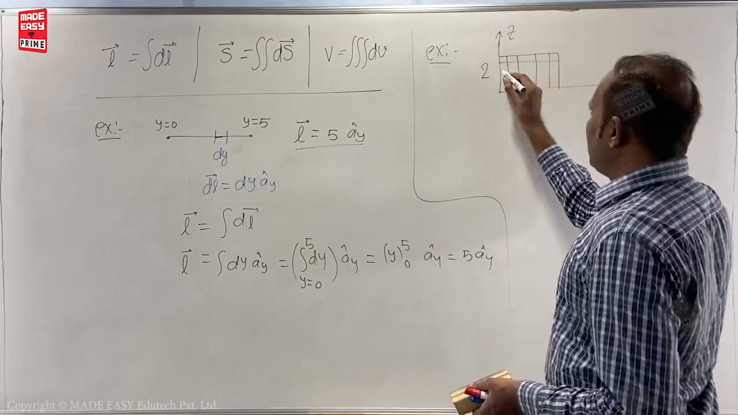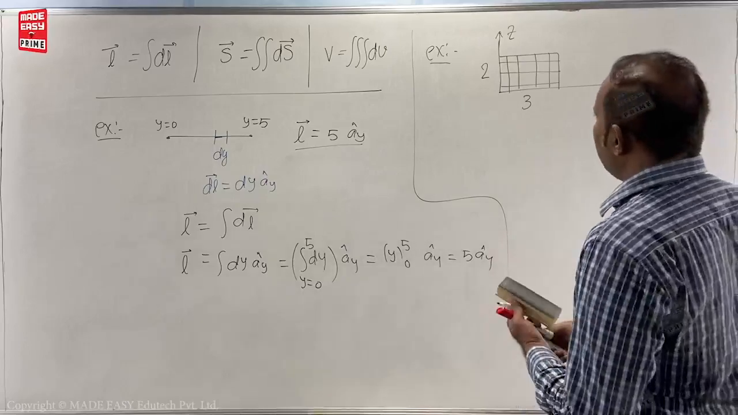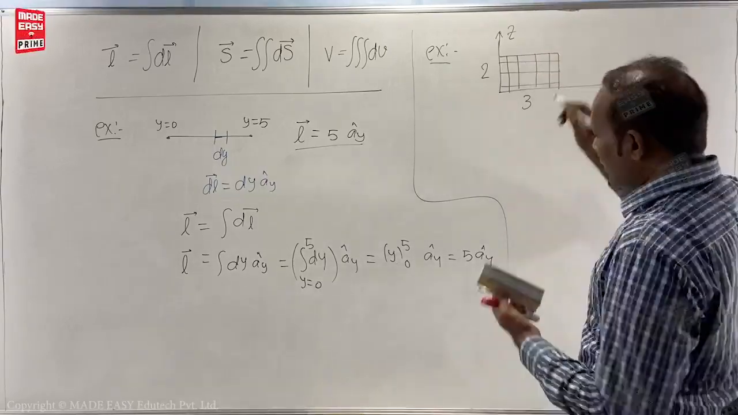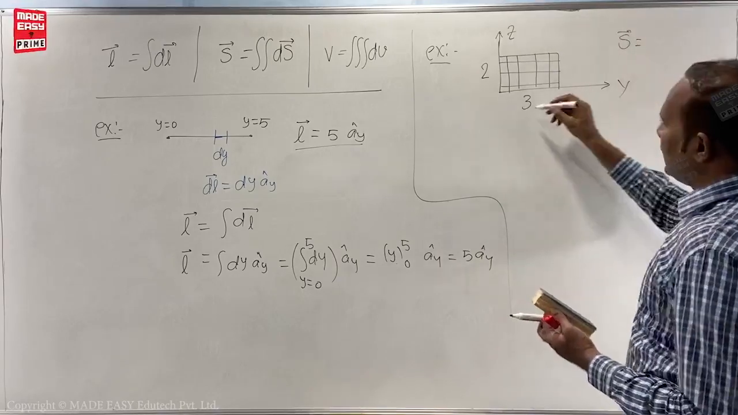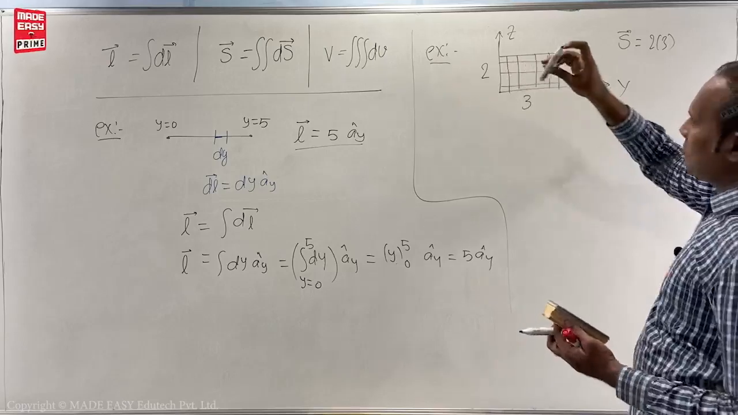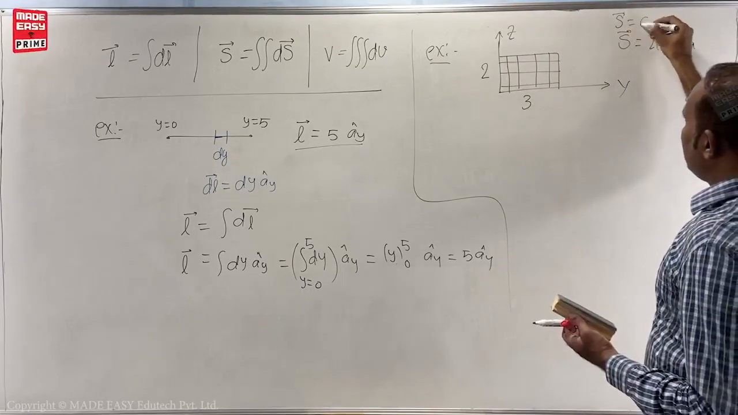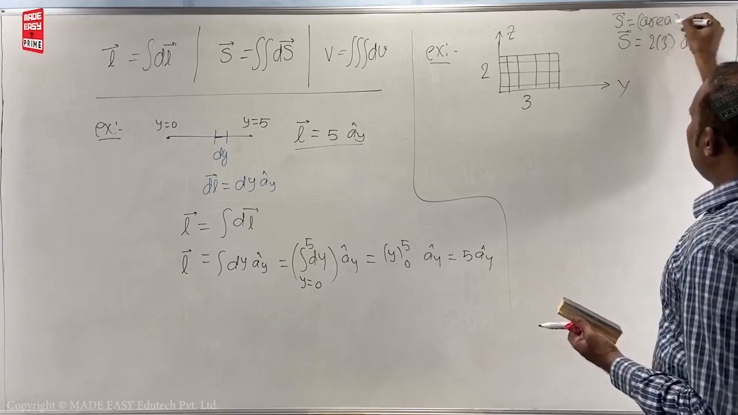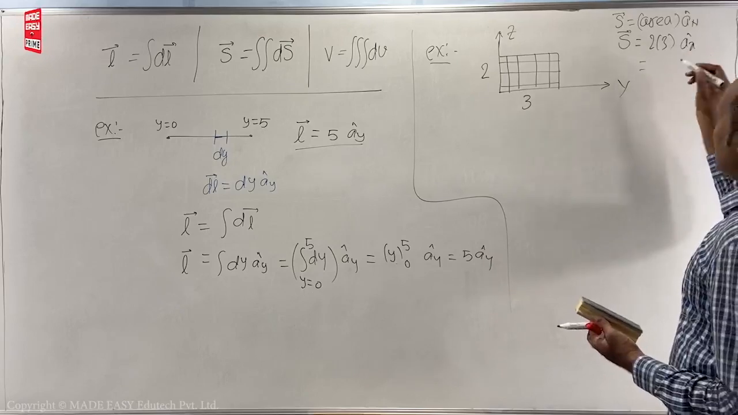So what we will do on this surface, first, what is the surface vector of this? S bar is equal to area, which is 2 into 3. Then the normal unit vector to this surface is Ax cap. You know that S bar is equal to area into the normal unit vector to the surface in the outward direction. So that is this one.